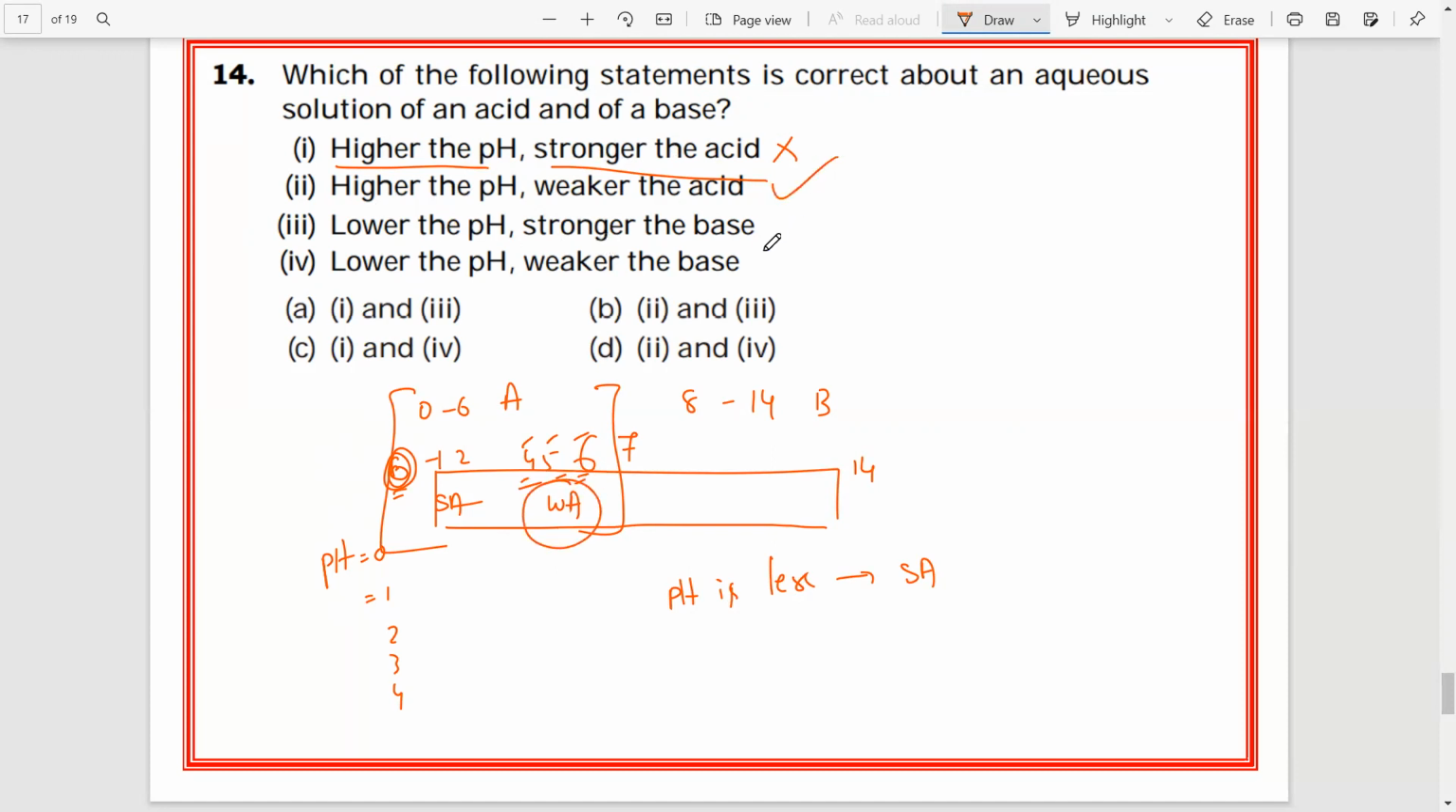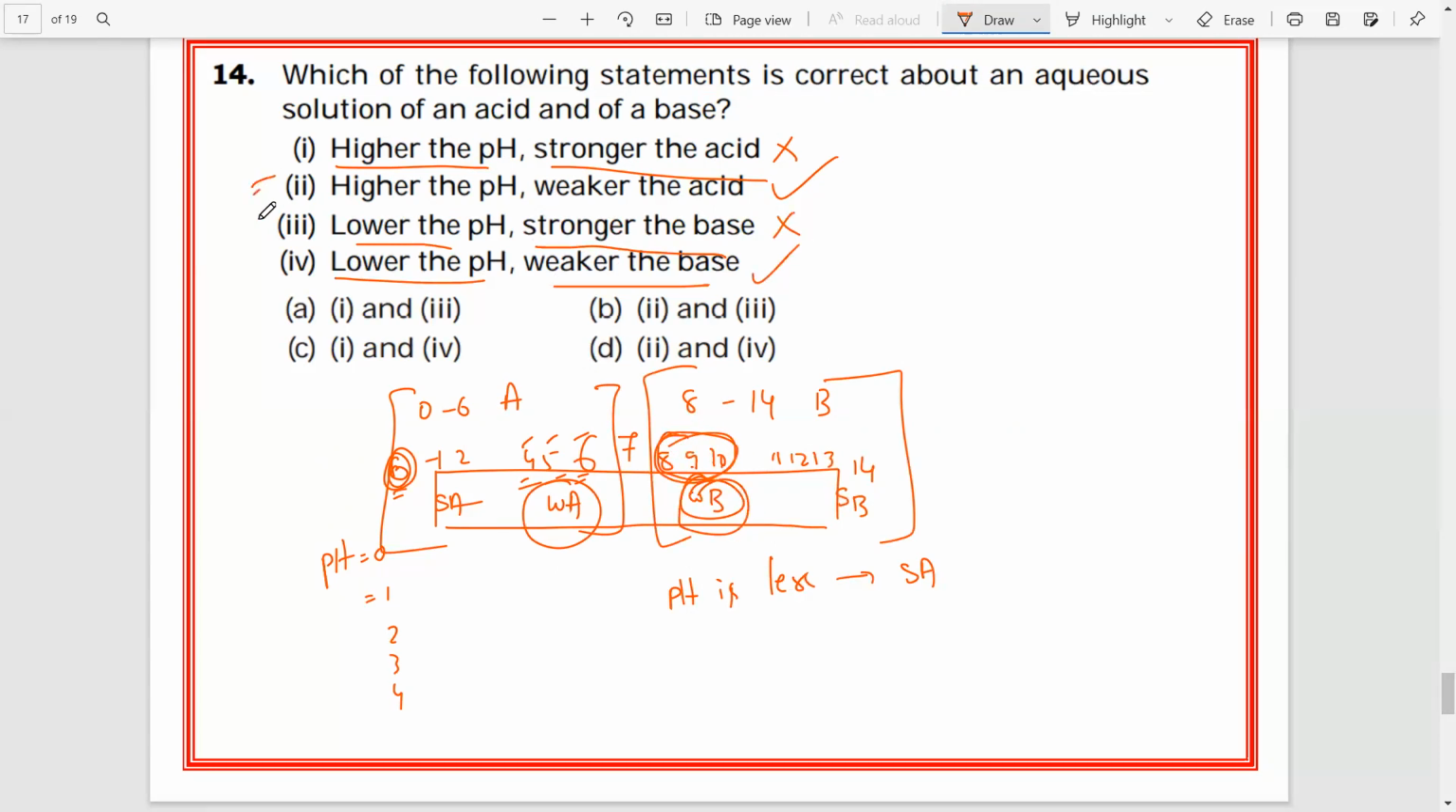Lower the pH, stronger the base. Now we have to observe 8 to 14. Here 8, 9, 10 are all weak bases, and 11, 12, 13, 14 are all strong bases. Now what are they asking? Lower the pH, stronger the base. This is 8, 9, 10, the lower numbers, which is a weaker base, not a stronger base. Wrong. Lower the pH, weaker the base. Yes, these are lower numbers and the base is weaker. This is correct.